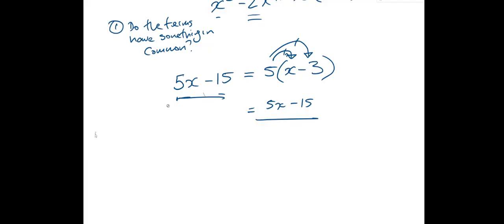How about this one then? 6x squared minus 12x. Do they have anything in common? Well, they both have an x in common. So let's take that out. Okay. x times what gives you 6x squared? Well, it's going to be 6x. And x times what gives you negative 12x? Well, it's going to be negative 12.